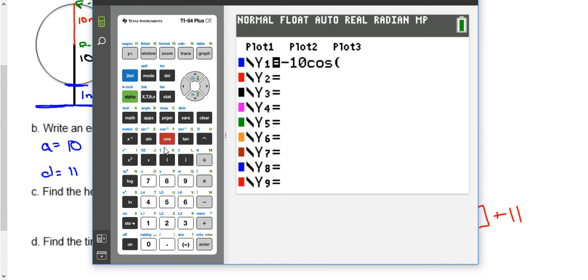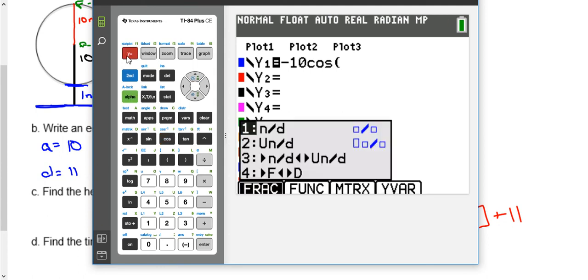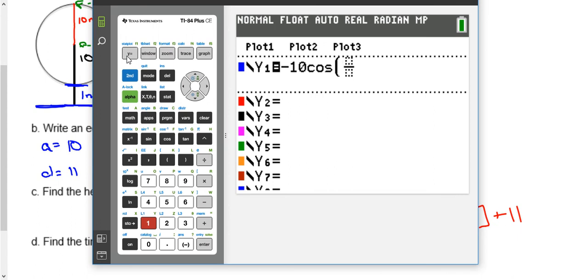Negative 10 cos, alpha y equals option 1. I got my pi over 20. Oops. Let's type in pi. There we go. Pi over 20. And you had just x there, no phase shift, so close, plus 11.